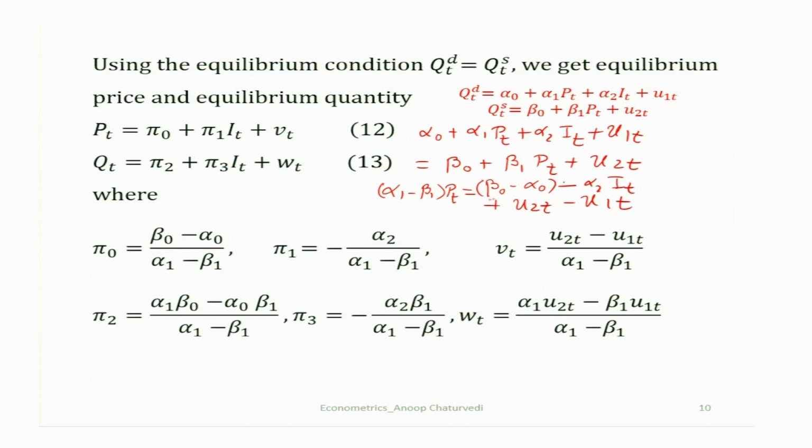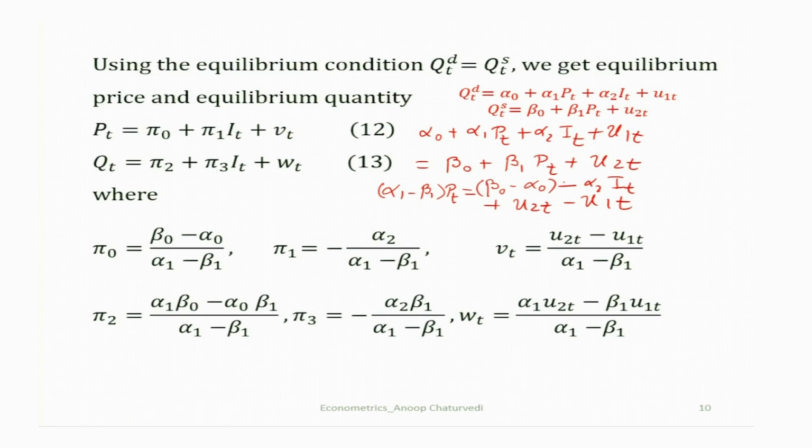Or we obtain p t equal to (beta naught minus alpha naught) upon (alpha 1 minus beta 1), which is equal to pi naught. So, you have pi naught here, minus alpha 2 upon (alpha 1 minus beta 1) into I t. So, we are taking pi 1 equal to minus alpha 2 upon (alpha 1 minus beta 1). So, you get plus pi 1 I t plus V t. V t is equal to (u 2 t minus u 1 t) upon (alpha 1 minus beta 1).